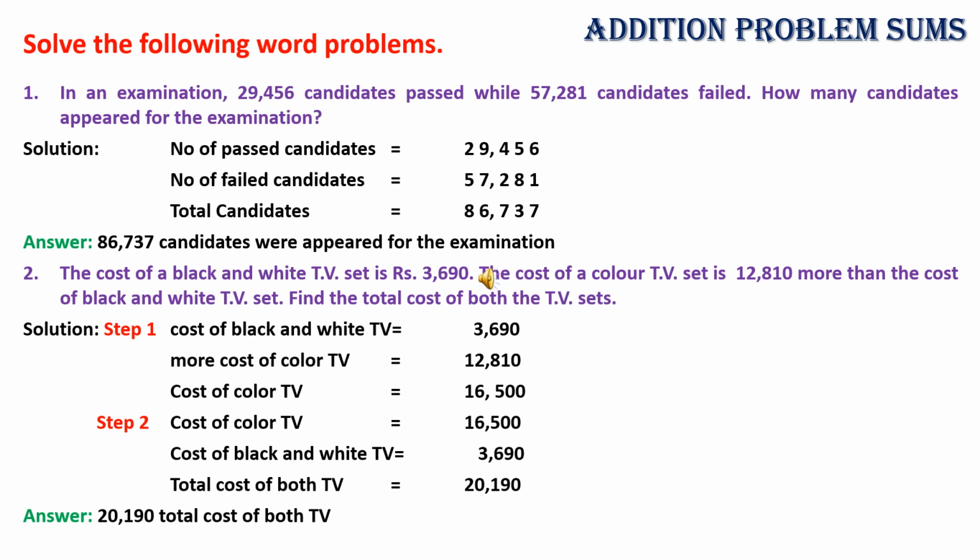Now your second step, you have to find out the total cost of both TV. So first you write the cost of color TV, that is 16,500, and then cost of black and white TV, that is 3,690. You add both the costs, then you will get the total cost, that is equal to 20,190. This is your final answer.